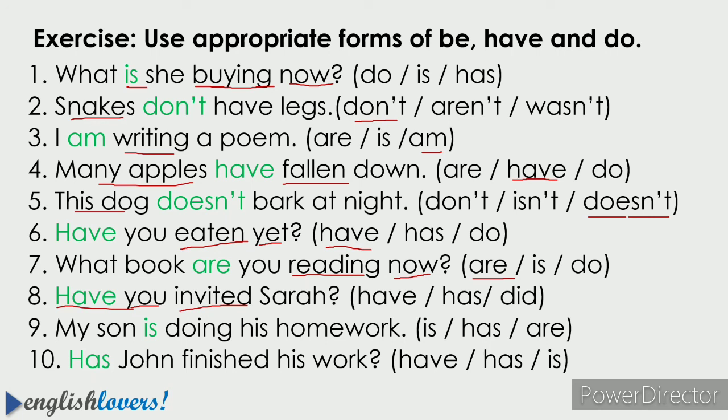Next is my son is doing his homework. Now here also doing is in its ing form, and my son is third person singular, so you need is, present continuous tense. And the next is present perfect tense, because finished is the past participle of finish, and here you need the appropriate form of have. So John is the subject, third person singular, so has is the appropriate form of have. So has John finished his work?